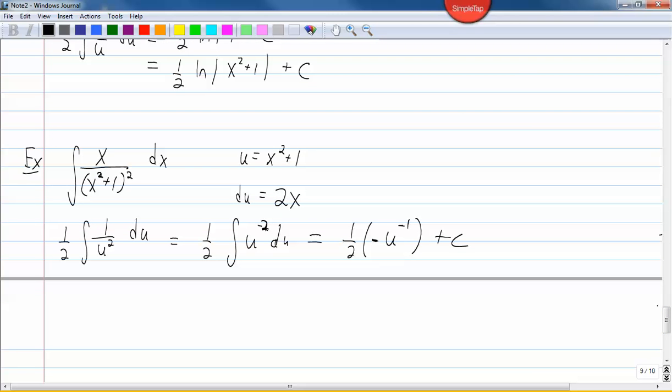I believe one like this possibly could have been on your last test. So that's 1/2 times negative u to the negative 1, or negative 1 over 2u to the first, or negative 1 over 2 times, what was my u? x squared plus 1, plus c.